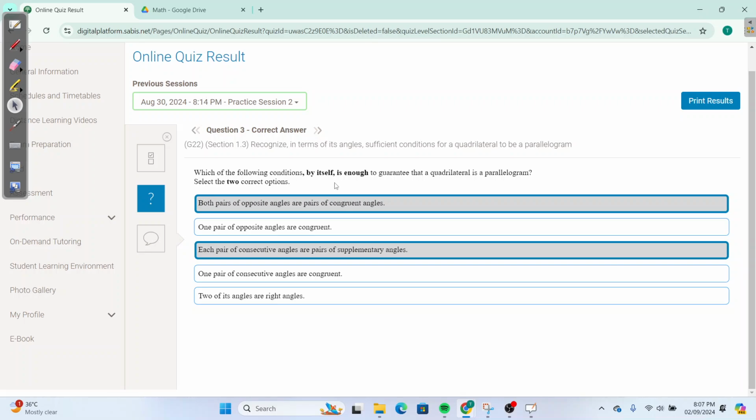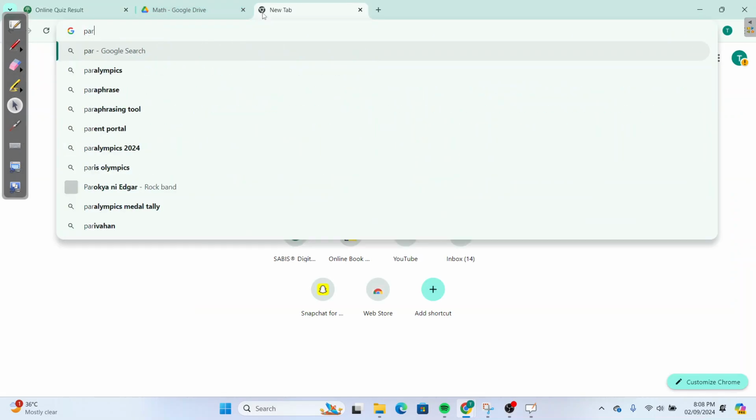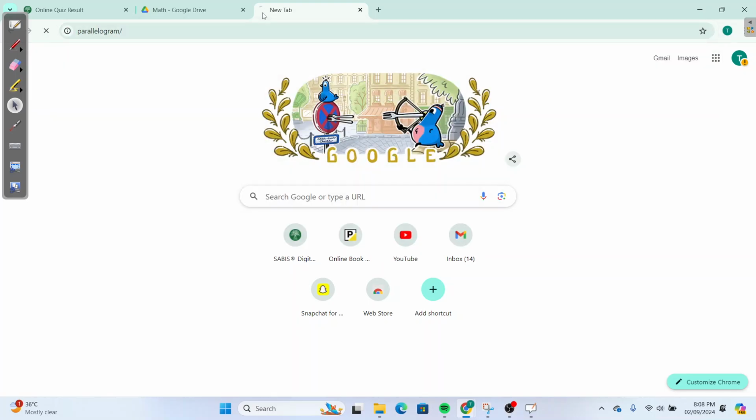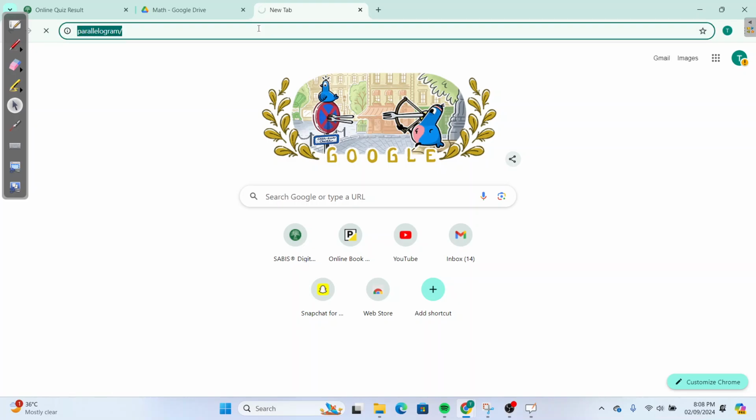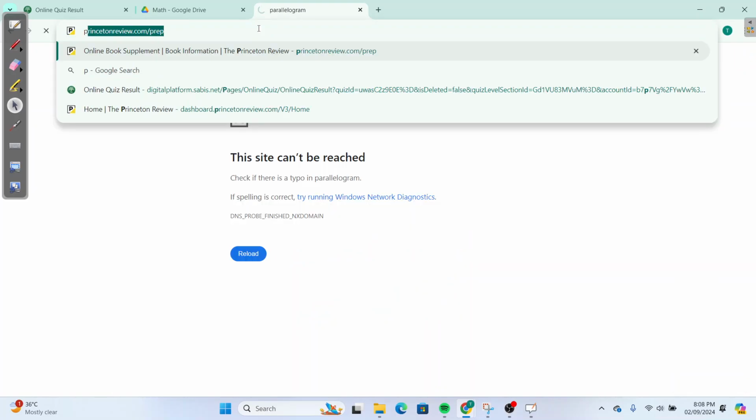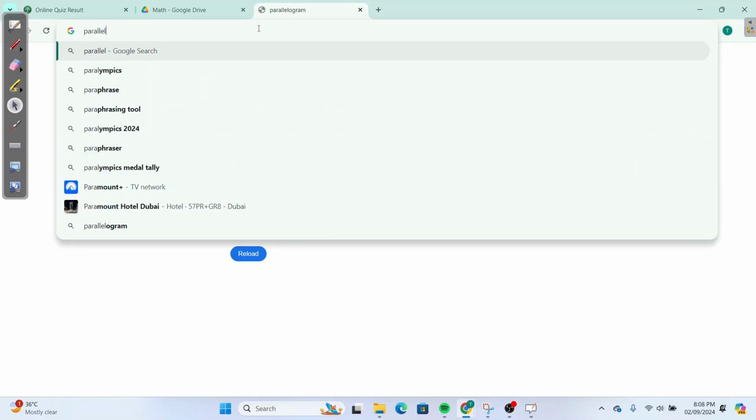Okay, which of the following conditions by itself is enough to guarantee that a quadrilateral is a parallelogram? Select the 2 correct options. Both pairs of opposite angles are pairs of congruent angles, and each pair of consecutive angles are pairs of supplementary angles. So basically, 2 angles. Let me just pull up a parallelogram. Okay, if that actually works. It's on a website. It's okay. Parallelogram.